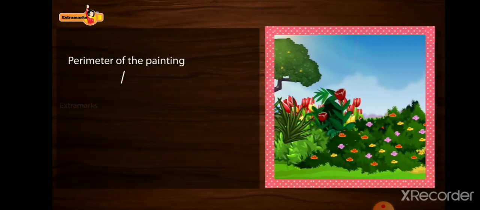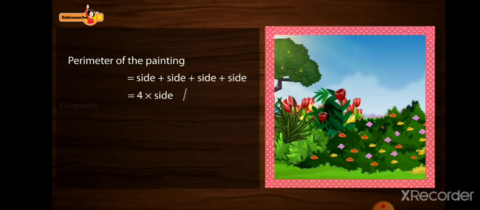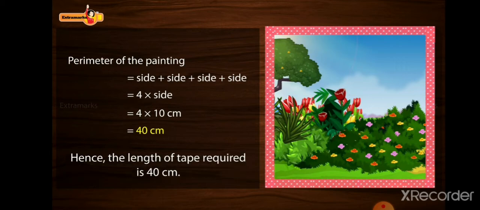We know that perimeter is equal to the sum of the lengths of its sides. We can also write it as 4 multiplied by the length of its side. So, this is the generalized form of the perimeter of a square. Now find the perimeter using this formula. So, the perimeter of this square is 40 centimeters. Hence, the length of tape required is also 40 centimeters.